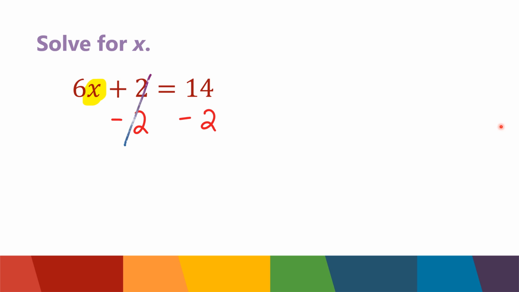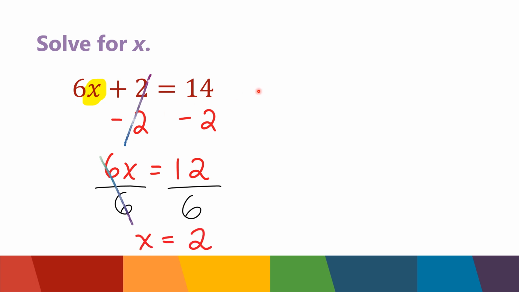It's going to cancel on the left. So we're left with 6x on the left equals 12 on the right. We're trying to solve for x, so divide both sides by 6 to get x by itself. We're trying to get rid of this 6, and right now we're multiplying by 6, so we can divide to get rid of it. The 6's cancel, so you're left with x equals 2. So x is isolated, it's by itself, everything else is on the other side of the equation, and so you have solved for x.